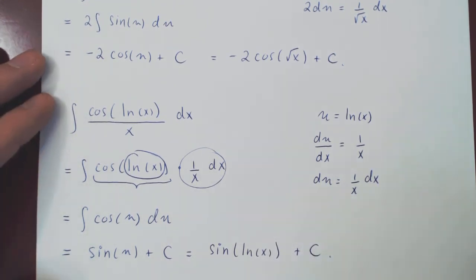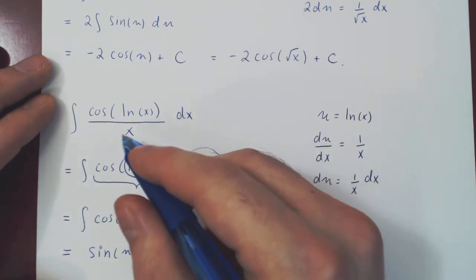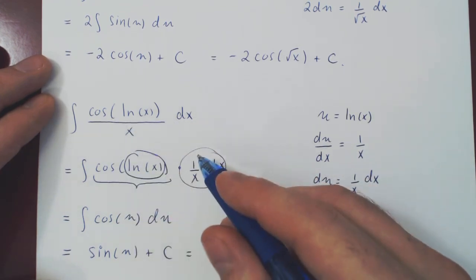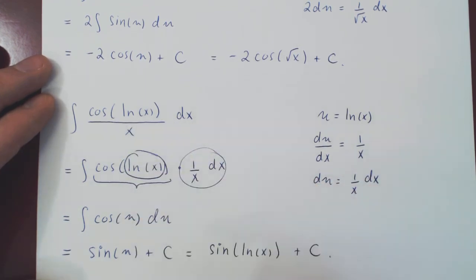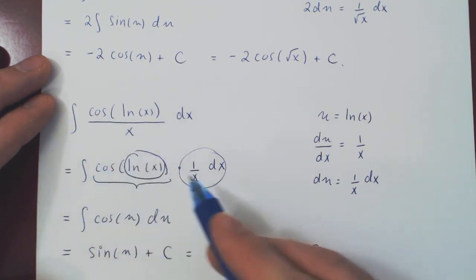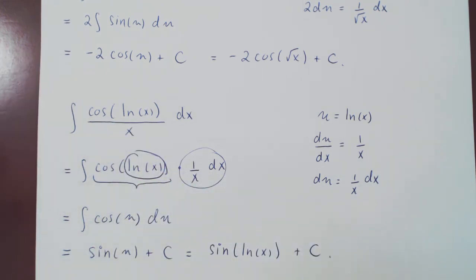So there you have it. Keep in mind that sometimes a division is really a multiplication by 1 over the expression, so you don't miss these rather simple u-substitutions. And that's it.